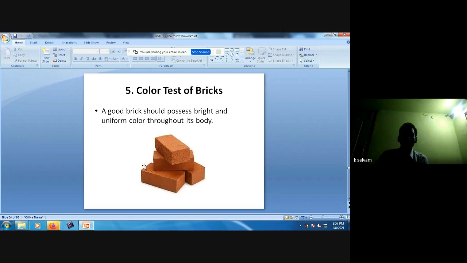Color test of bricks. A good brick should possess a bright uniform color throughout its body. It is verified visually.